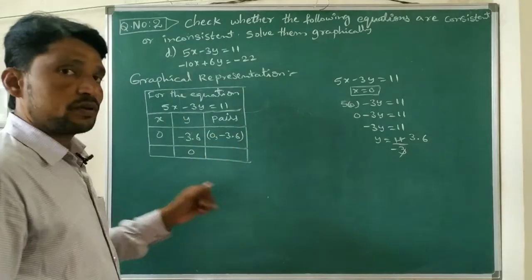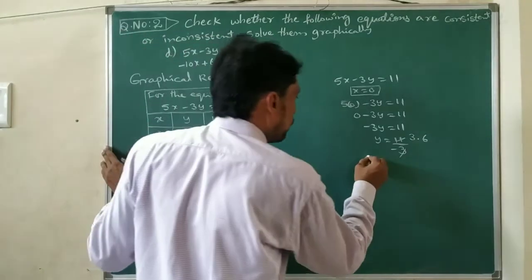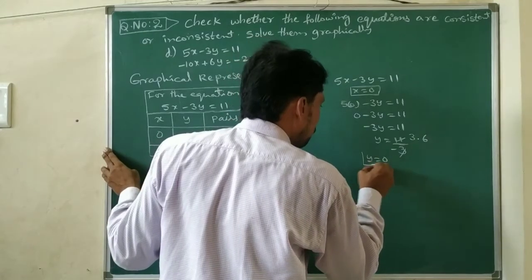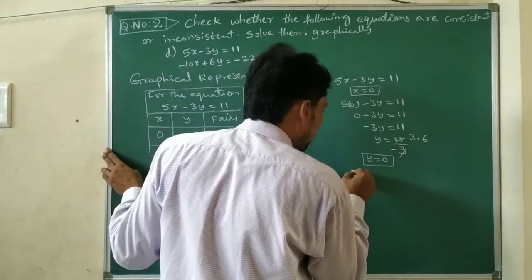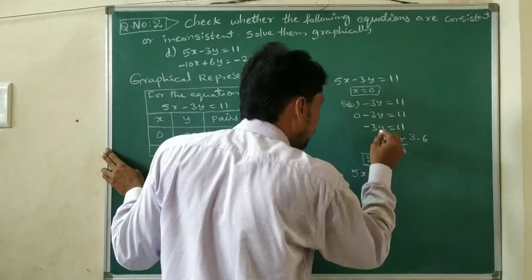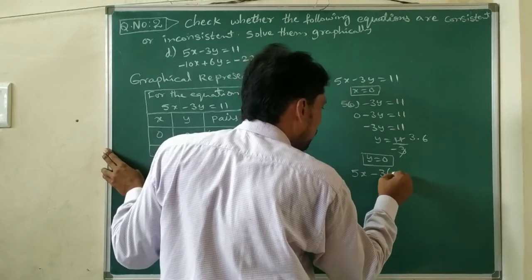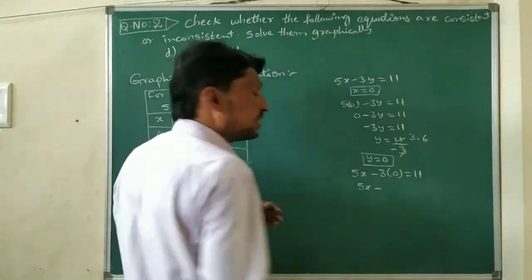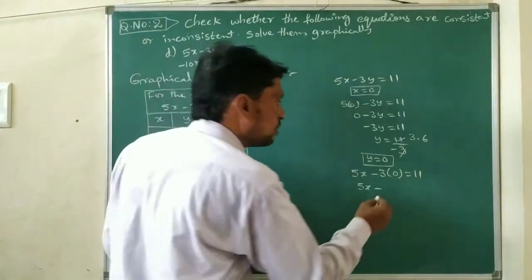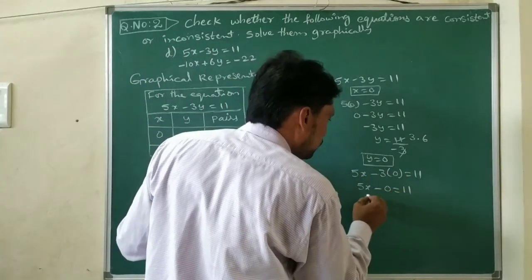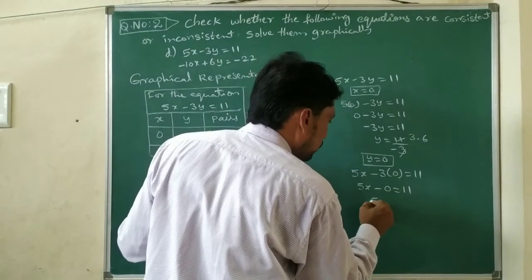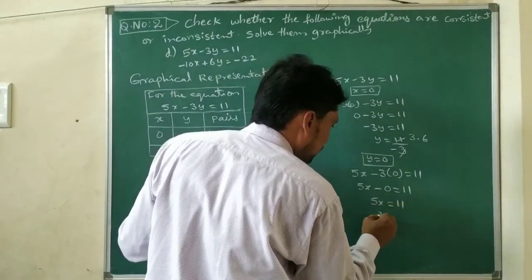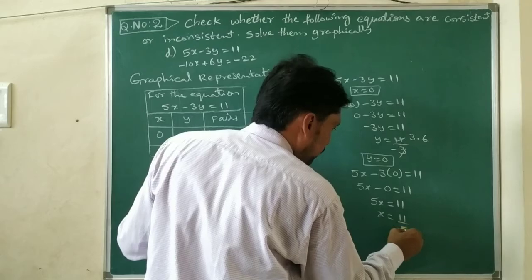Now you can assume the y value to take. So the y value we are taking as 0. What we can get is the x value. So 5x minus 3 into the y value, which is 0, equal to 11. So 5x minus 3 into 0, 3 into 0 is 0, equal to 11. So 5x minus 0 is 5x equal to 11. x equal to 11 by 5.